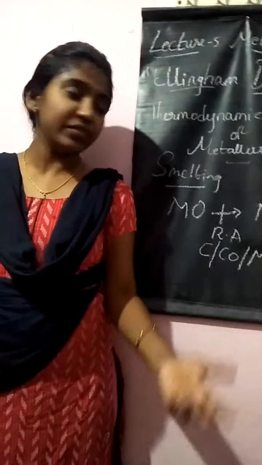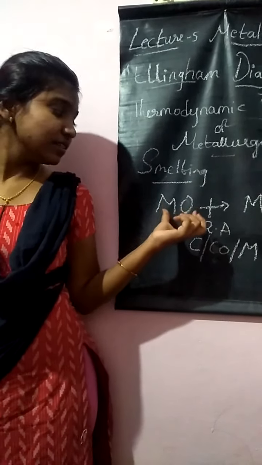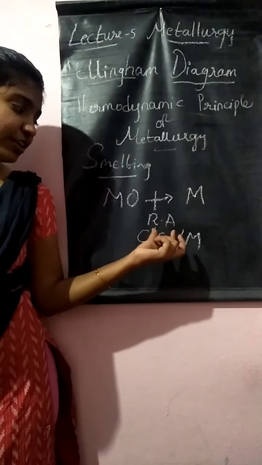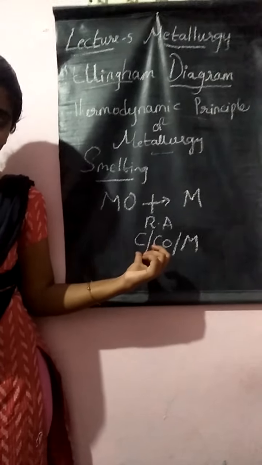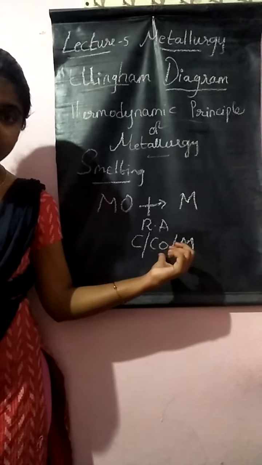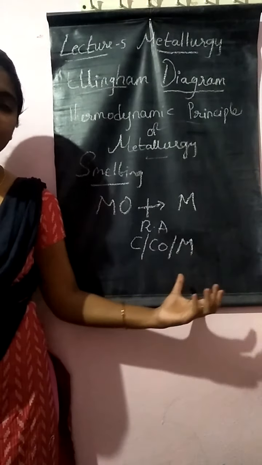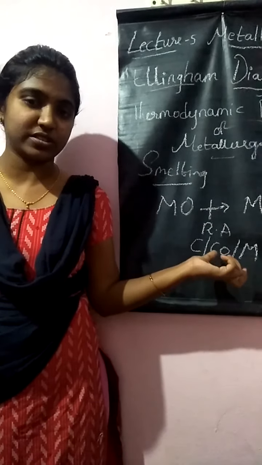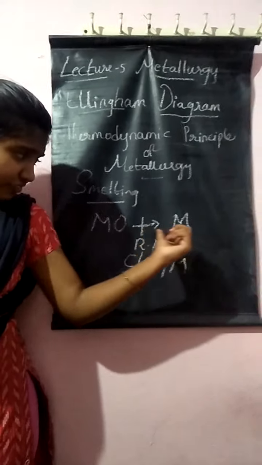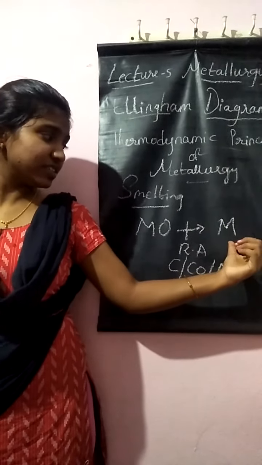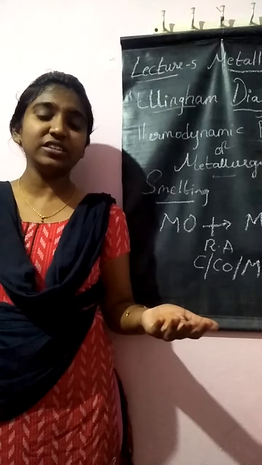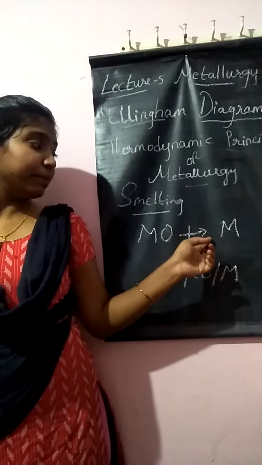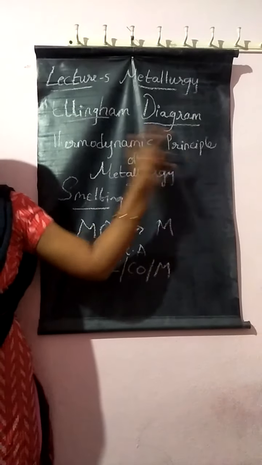In the last session, we have discussed smelting, that is the process of conversion of a metal oxide into its metal by the use of a reducing agent, which can be carbon, carbon monoxide, or a metal like aluminium. So this was what we studied in the last session about the smelting process. For this particular reaction, how does it proceed? Is it a spontaneous reaction, that is, it takes place on its own, or is it a non-spontaneous reaction? It depends upon what is called the thermodynamic principle.